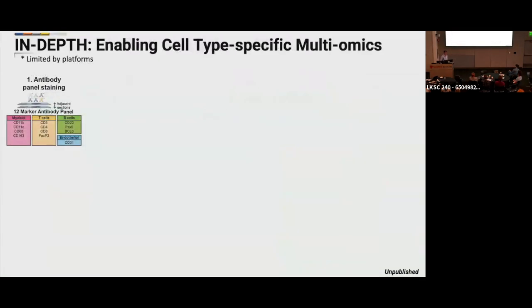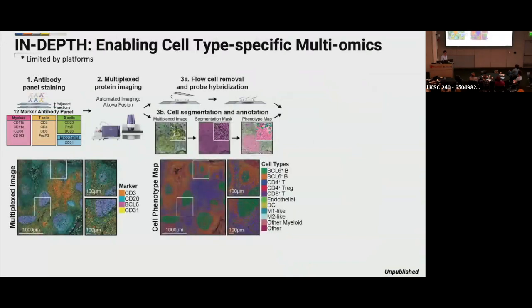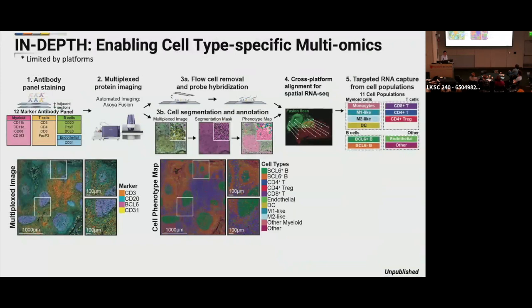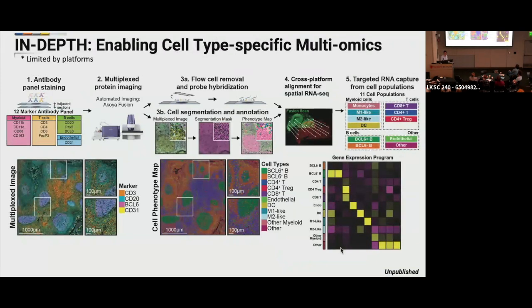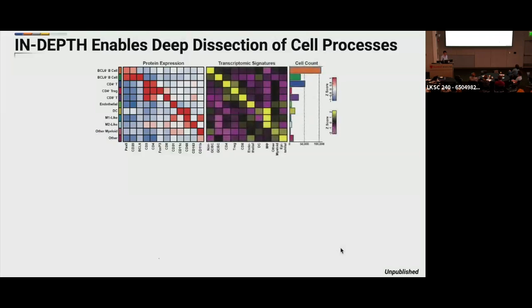So really, what does it mean in a nutshell? You do antibody staining, you do imaging, you do rapid phenotyping while the RNA is hybridizing, and you do automated slide capture for each of these cell types that you can phenotype now. And you can learn each of your gene expression programs within the context of each of your fields of view, right? So just to show you again, robustness, the protein annotation is pretty robust. The RNA transcription signatures are very specific also.